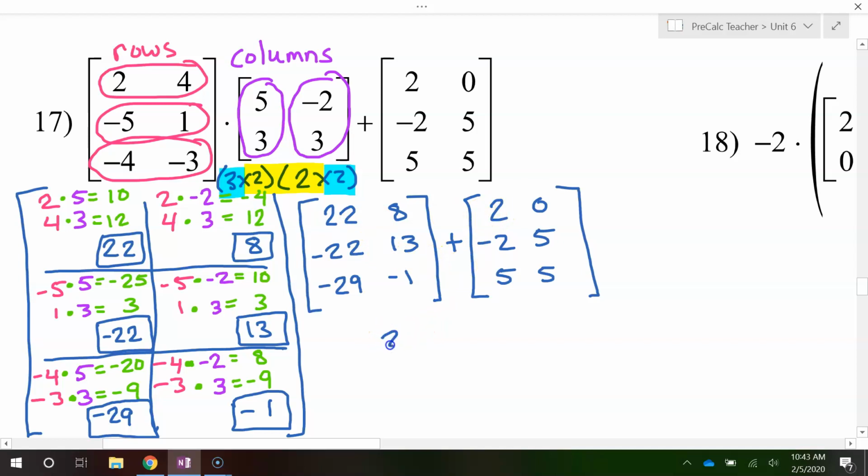So we're going to get 24 because of the 22 plus the 2 and the 8. Negative 22 and negative 2 make negative 24. 13 and 5 is 18. Negative 29 and 5 is negative 24. And negative 1 and 5 is positive 4. So this should be the final answer for problem number 17.